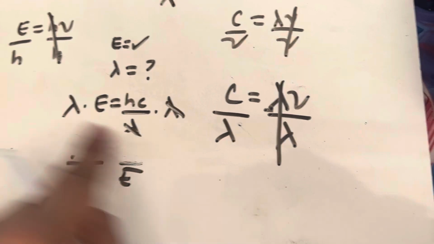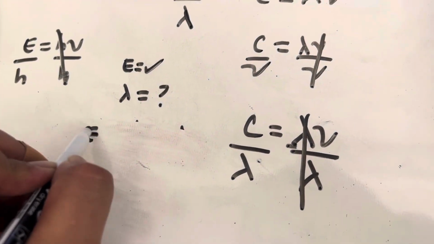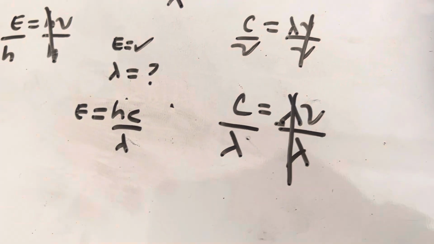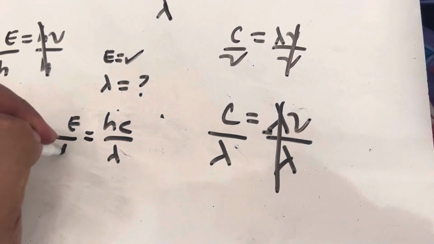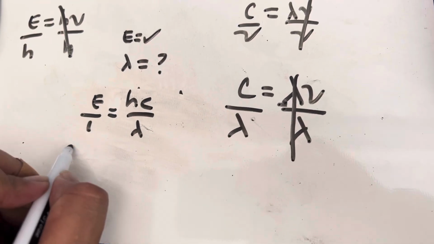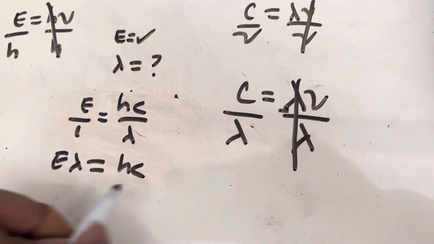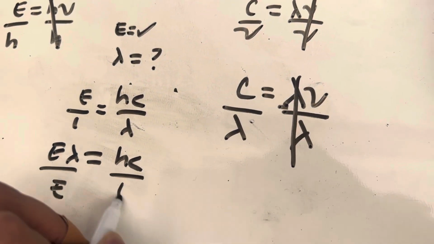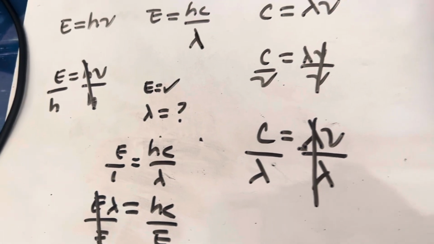Or if you want to do it a different way, same result though. Let's say we assume that E equals hc over lambda, but because we want to make them both fractions, we put E over 1. You then cross multiply. E times the wavelength equals hc. Then you divide both sides by E to get wavelength by itself. Same result, slightly different way of getting it.